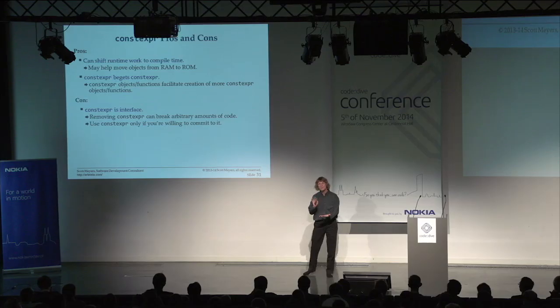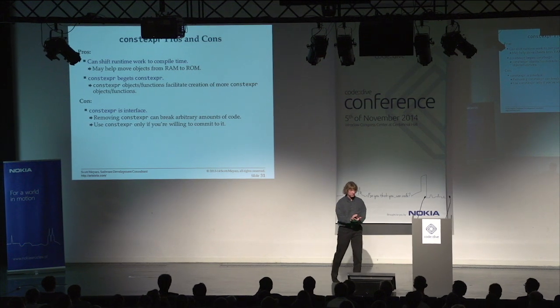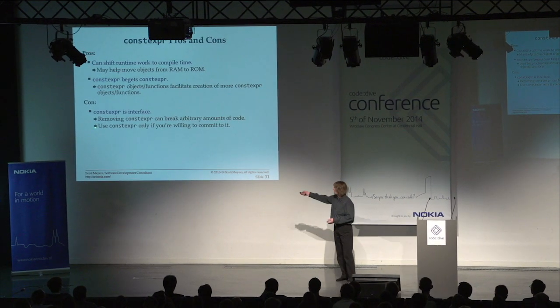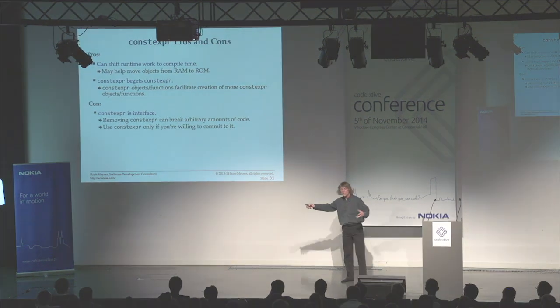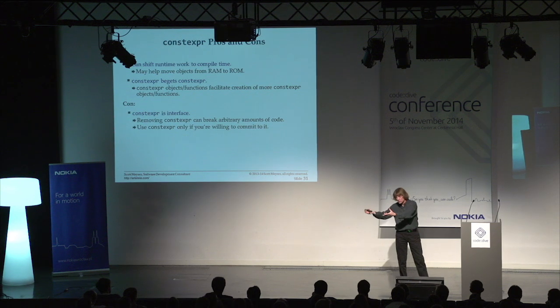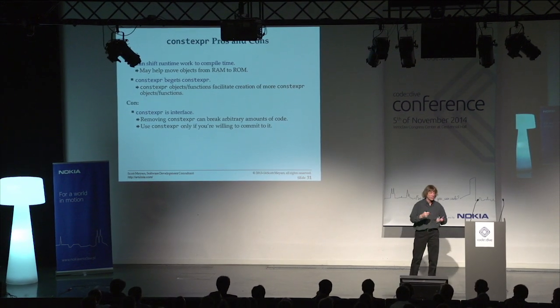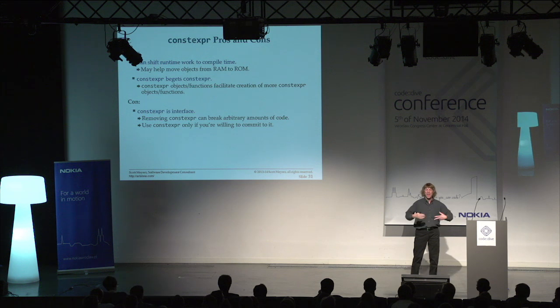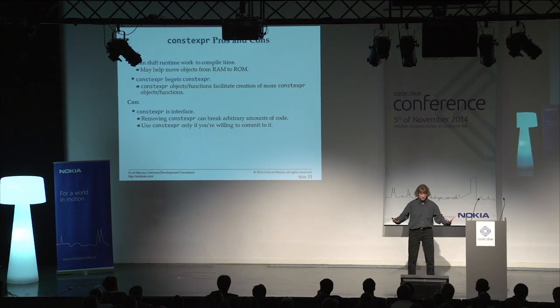The major disadvantage of constexpr in practice, in my opinion, is that it is part of the interface. So if you declare a function constexpr, or if you declare an object constexpr, you are making promises to the people who will be using that object or that function. In particular, you're saying for the object, its value will be available during compilation. For the function, you are saying if it's called with arguments known during compilation, it'll return a result that is known during compilation. That will impose restrictions on your implementation.